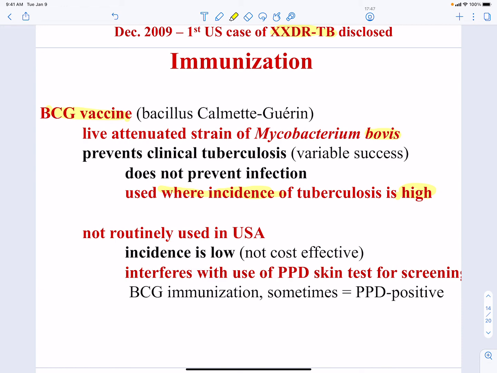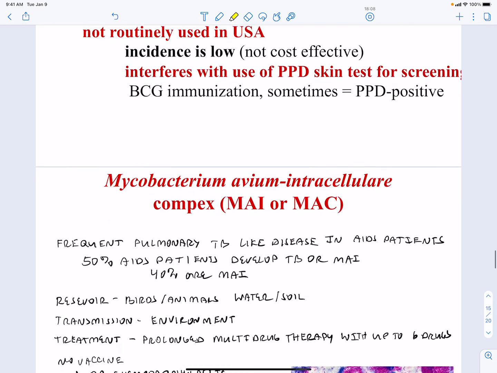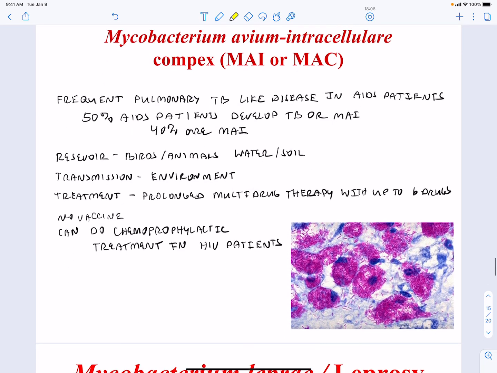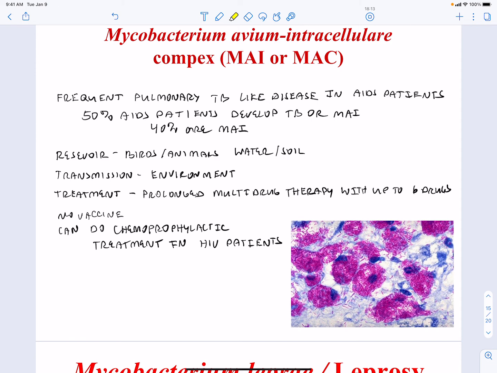It is not going to be routinely used in the United States because our incidence is low, and it interferes with the PPD skin test, so everybody would have to have an X-ray or another skin test. And also, it's a chronic infection. The BCG vaccine will infect your lungs, so bovis will get into your lungs, and it will stay there for the rest of your life. It will not cause TB, but it still is a chronic infection.